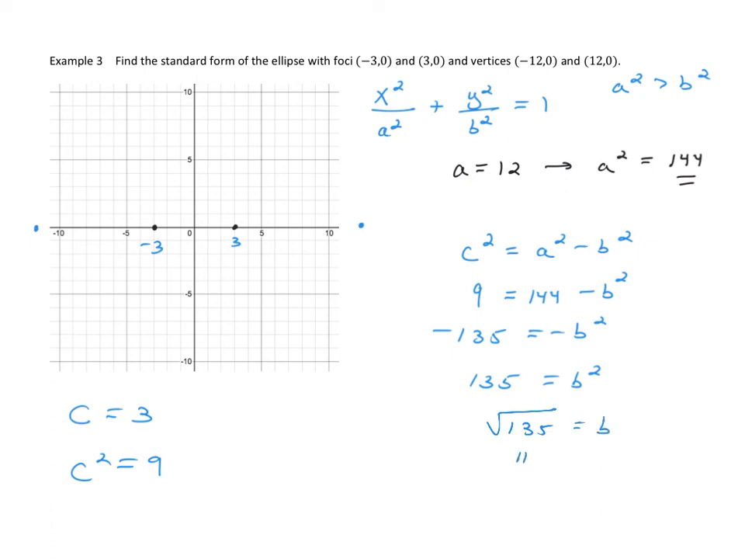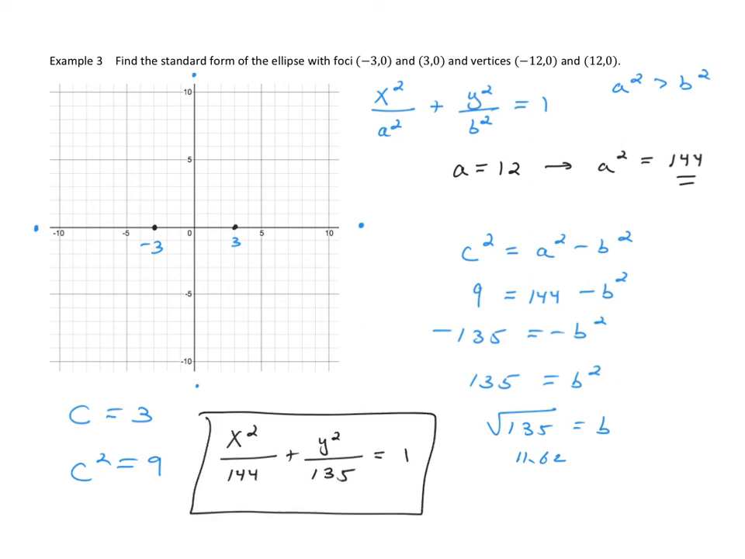So that's about 11.62. So that's off the window as well. There's a spot here and a spot here. We have everything that we need to plug into our equation. The equation is going to be x squared over a squared, which is 144, plus y squared over 135, that was b squared, is equal to 1.